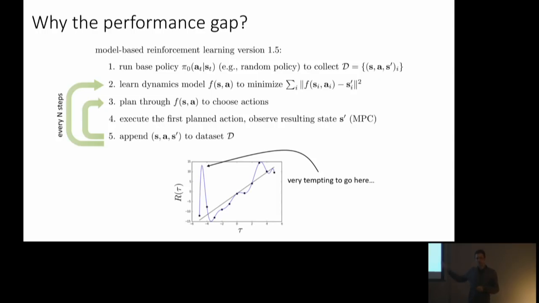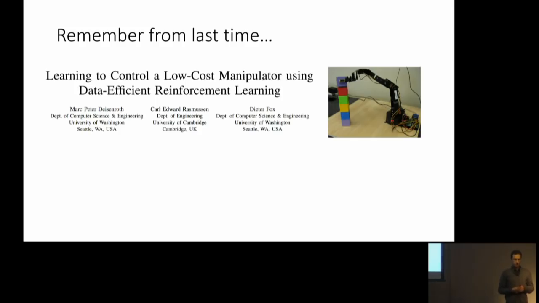So what we're going to talk about in the first half of today's lecture is actually how we can mitigate this problem. And to get some ideas for how to mitigate this problem, we'll actually look back at an example from the literature that we saw on Wednesday. So some of you probably remember this video of the robot arm stacking blocks. This is a paper from 2011 that looked at model-based reinforcement learning with Gaussian process models.